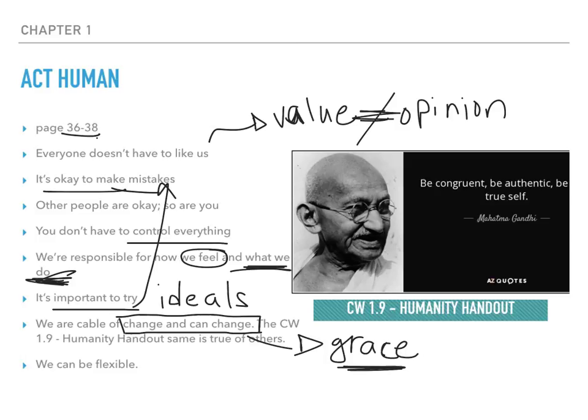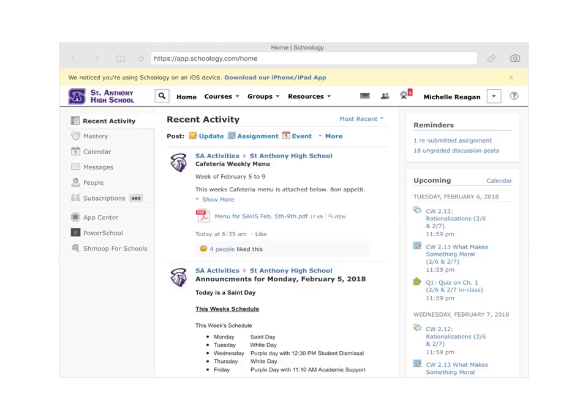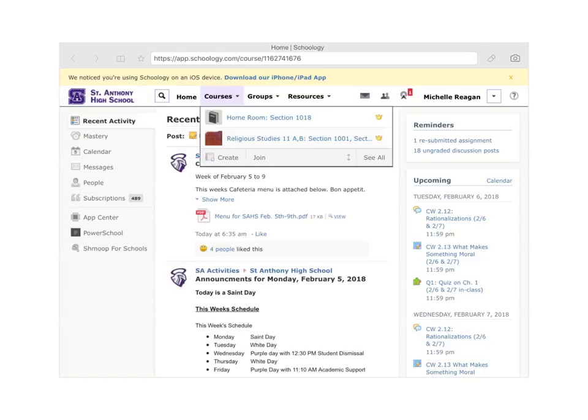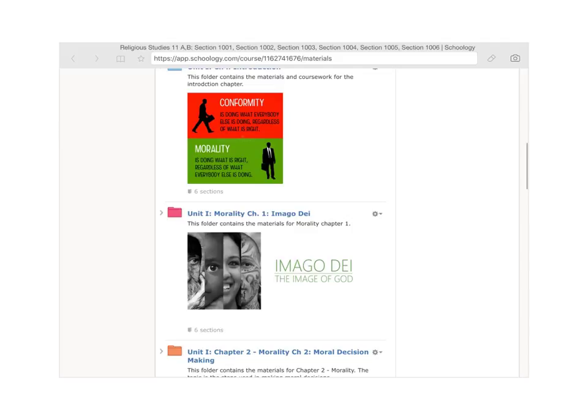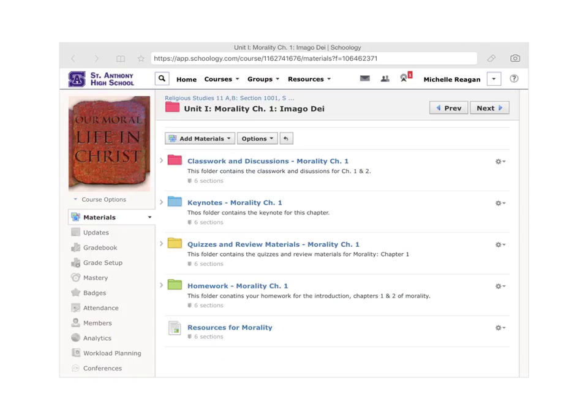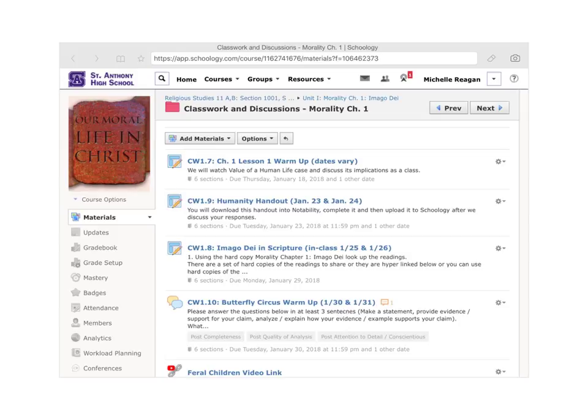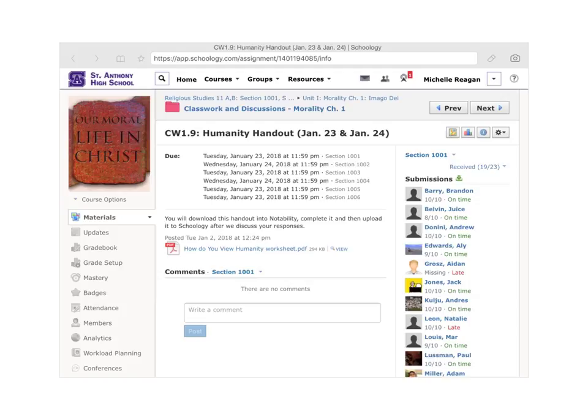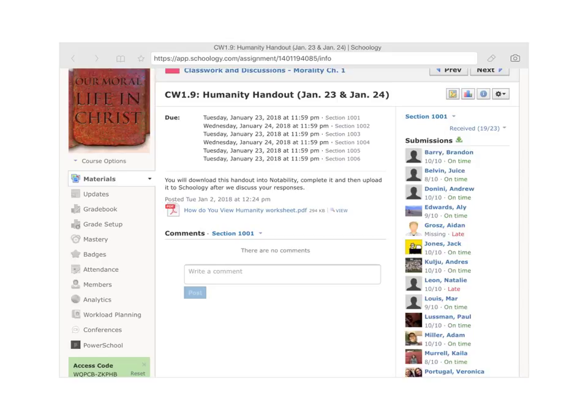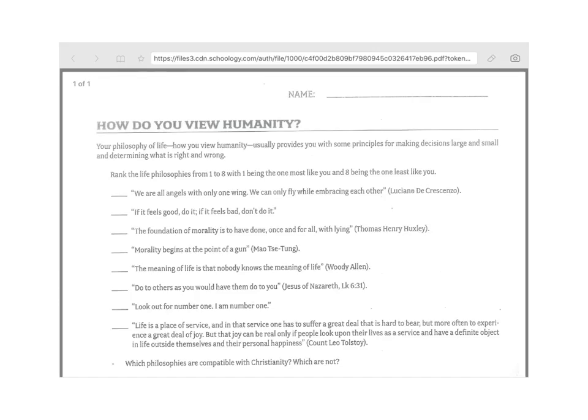The next thing we did in class was to do classwork 1.9 humanity handout. This handout's purpose was to give you the ability to take some time and consider how you view humanity. So if I take you to our page, and again, this is chapter one, and we go to classwork and discussions for chapter one, 1.9 humanity handout. If you are absent, you need to complete this and then email it to me. So students downloaded this PDF and put it into Notability and filled it out.